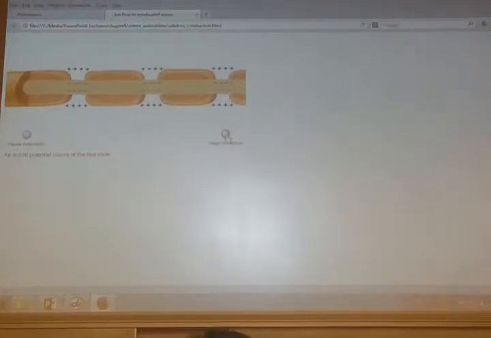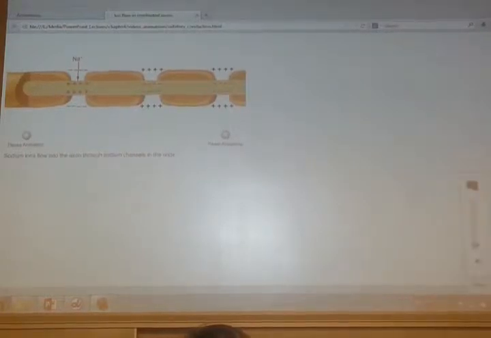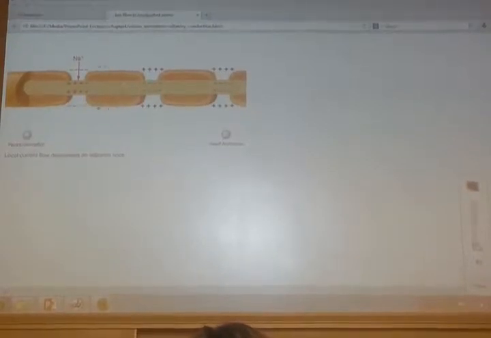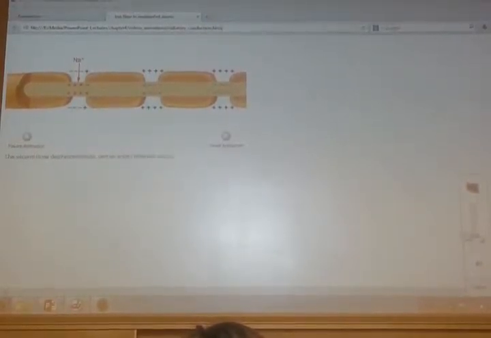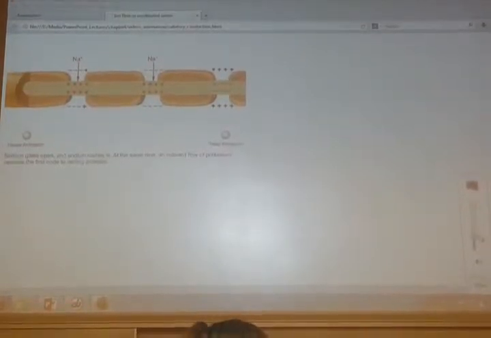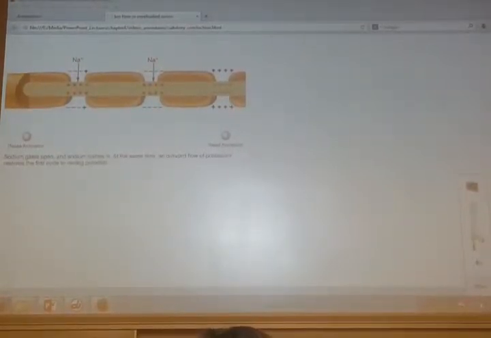An action potential occurs at the first node. Sodium ions flow into the axon through sodium channels in the node. Local current flow depolarizes an adjacent node. The second node reaches threshold and an action potential occurs. Sodium gates open and sodium rushes in. At the same time, an outward flow of potassium restores the first node to resting potential. In this manner, the action potential jumps from node to node and is propagated along the axon.